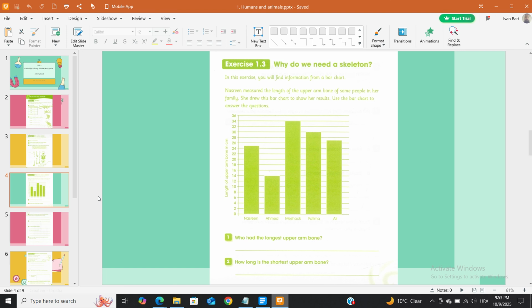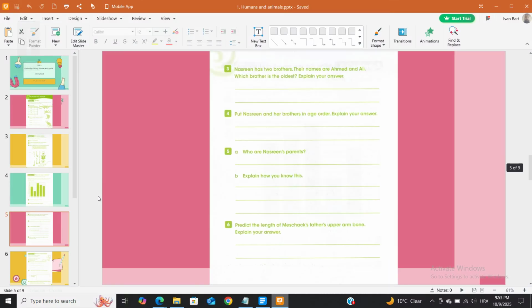1. Who had the longest upper arm bone? 2. How long is the shortest upper arm bone? 3. Nasreen has 2 brothers. Their names are Ahmed and Ali. Which brother is the oldest? Explain your answer. 4. Put Nasreen and her brothers in age order.